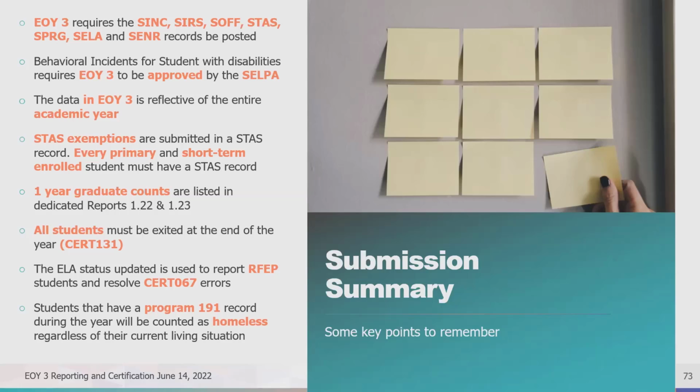Every primary and short-term enrolled student must have a STAS record. The one-year graduate counts are listed in reports 1.22 and 1.23. All students must be exited at the end of the year with a CERT or it will trigger CERT 131. So right now, many of you have hundreds, maybe thousands of CERT 131 errors. Until you submit your final exits, they will persist. The English language acquisition status is updated, used to report your RFEP students, as well as resolve CERT 067 errors. And then lastly, students that have a program of 191 record at any time during the year will be counted as homeless, regardless of their current living situation.